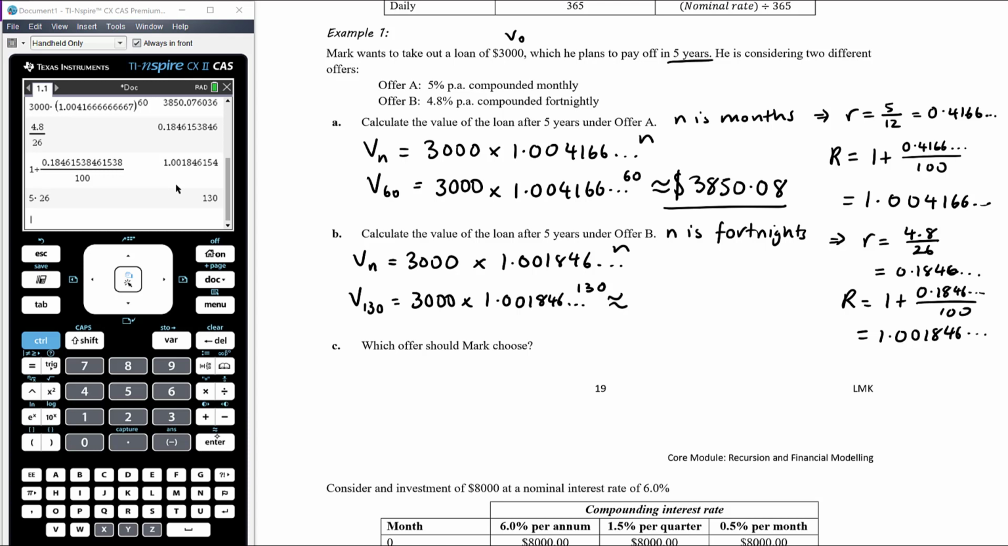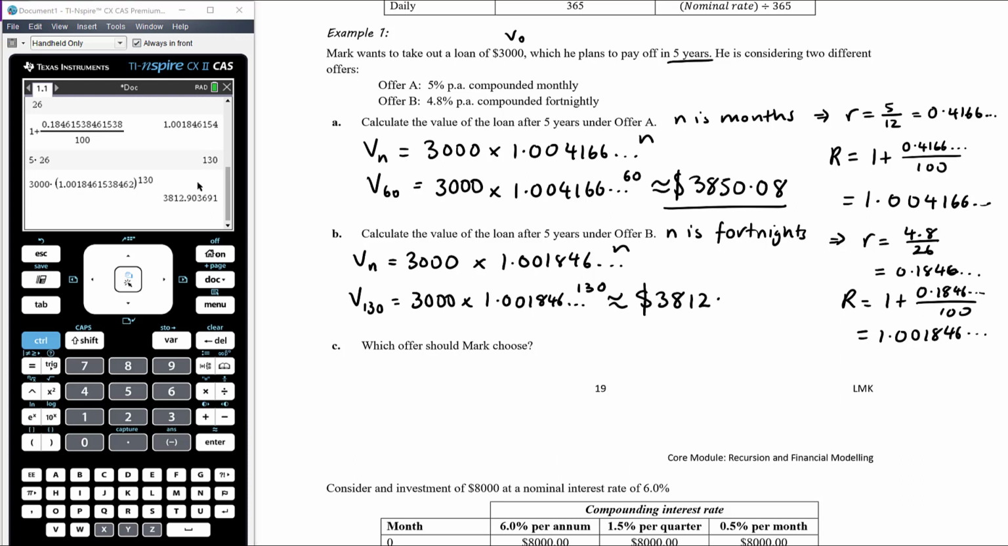Okay, so that's going to be 3,000 multiplied by, so again I'm going to go up and get that nice exact number, that value to the power of 130. Okay, and we get $3,812.90. Okay, so even though offer B compounds more frequently, that doesn't seem to outweigh the slightly lower interest rate. We actually still get better money with option A.